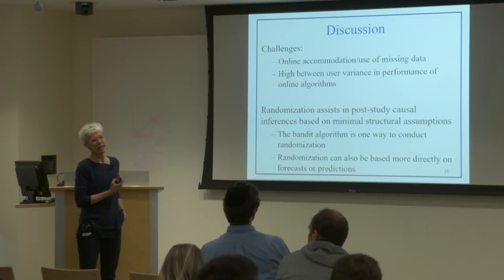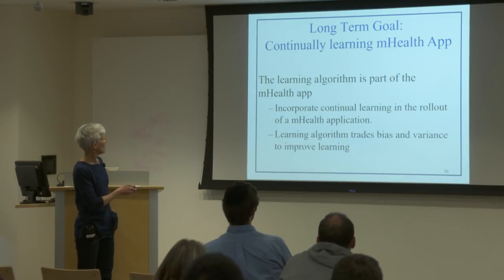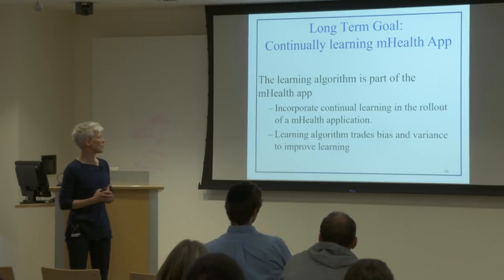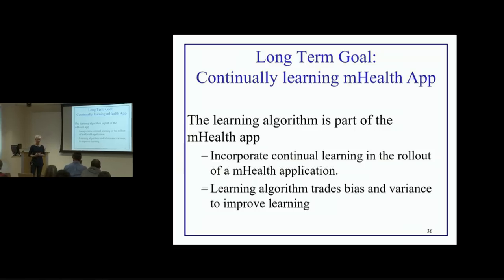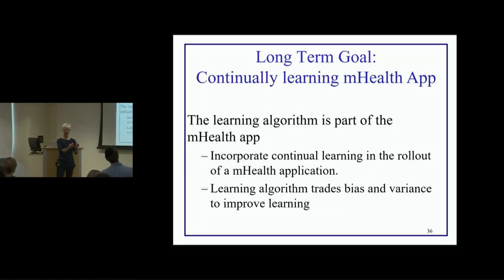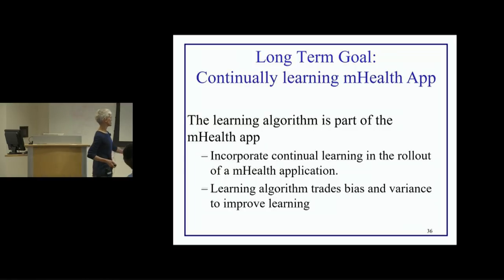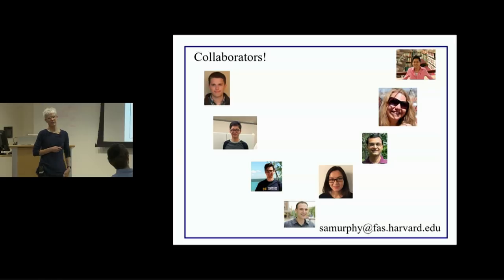How do you deal with missing data? I mean, this is this online thing. So this is my last slide. Where are we going with our whole lab? Our goal is to facilitate, say, Kaiser or VA, where they would actually roll out their app, and part of the treatment is an algorithm that is constantly personalizing. So it'll be one of the treatment components. So it's continual learning. And these will always end up trading bias and variance because of these noisy settings. Okay, that's my last slide. Thanks.